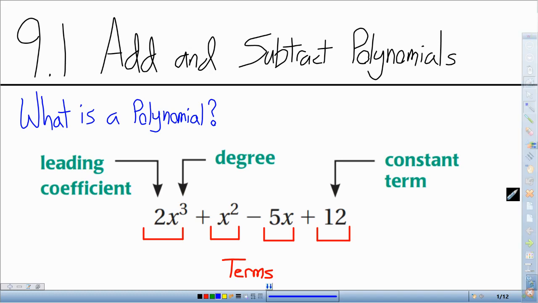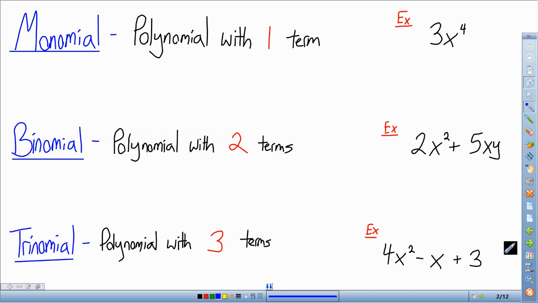The next thing we're going to learn is the specific names we can give to different types of polynomials depending on how many terms they have. So let's look at that. We have 3 we're going to focus on: monomial, binomial, trinomial. Go ahead and get this slide here with the 3 examples, and then I'll show you what's going on.